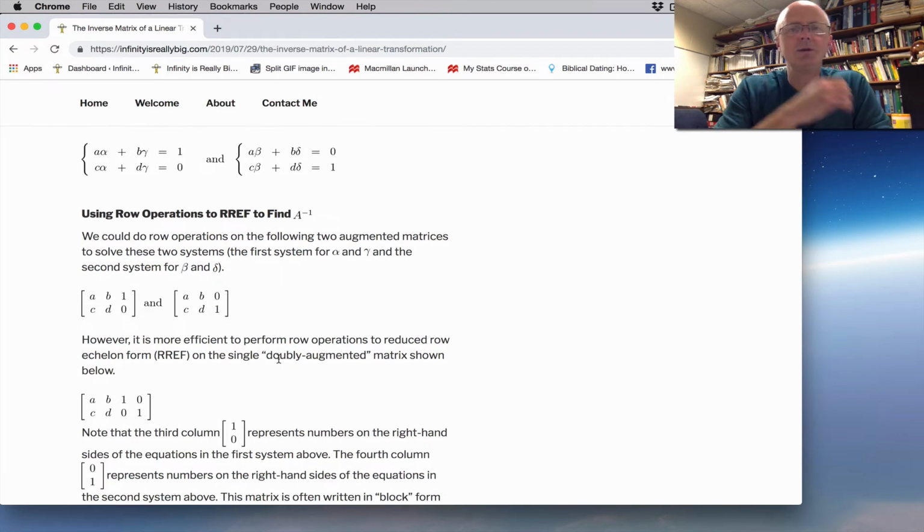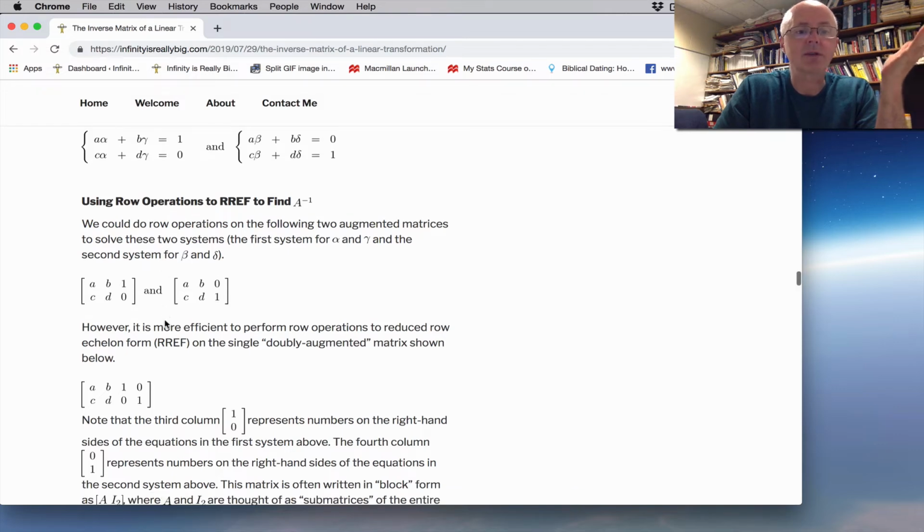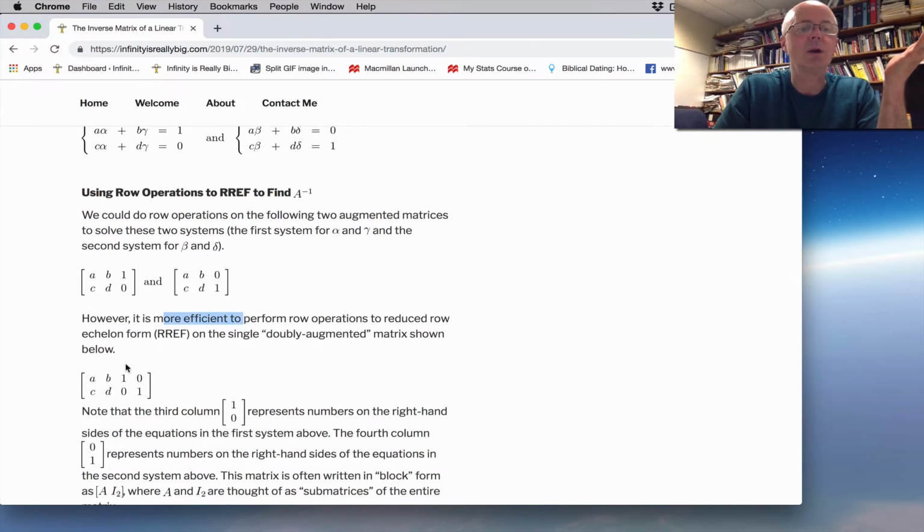So what you do is you end up using row operations to take what I call a doubly augmented matrix and reduce it to reduced row echelon form. You could do RREF operations on this matrix and this matrix separately for both of these 2 cases, keeping in mind the variable names are different. However, again, it's more efficient to put this column and this column in the third and fourth columns of this doubly augmented matrix. Doubly augmented because I've added 2 columns to it.